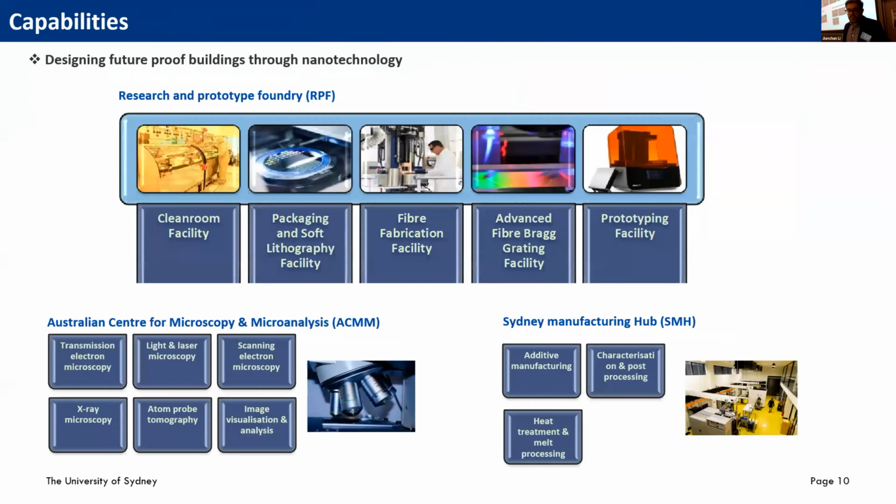We are lucky that at the University of Sydney, we have a good facility for the fabrication of optical fibers, specifically for fiber Bragg grating systems. We have this facility as our core facility, so academics in the university can have access to it. And also Sydney Manufacturing Hub and ACMM for material characterization.